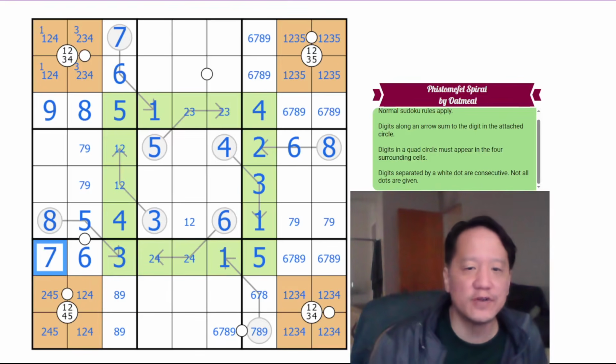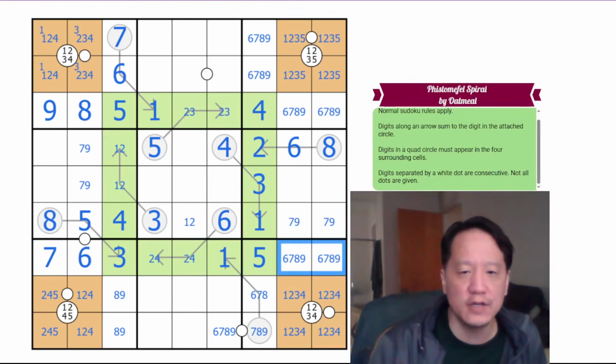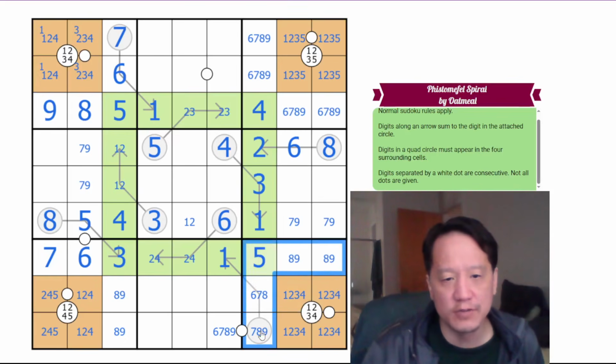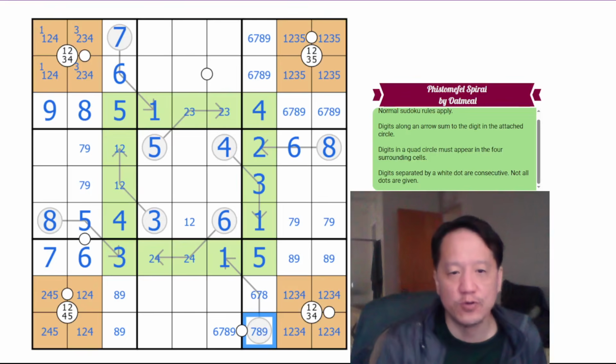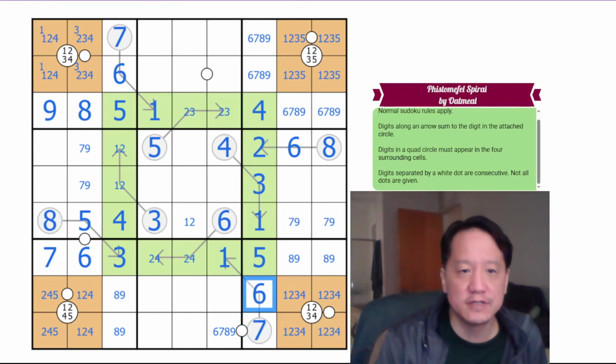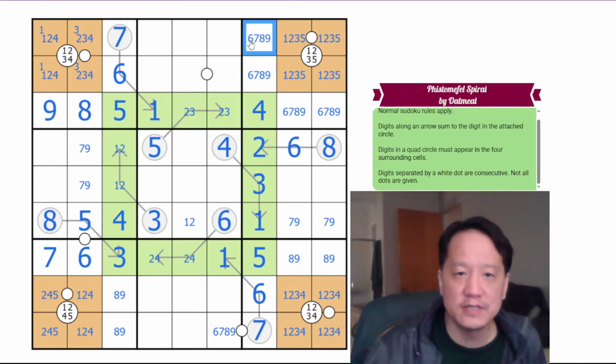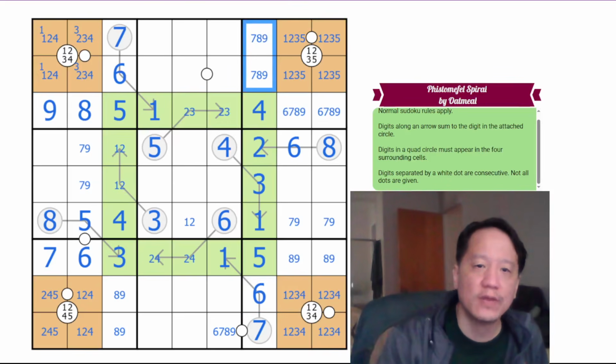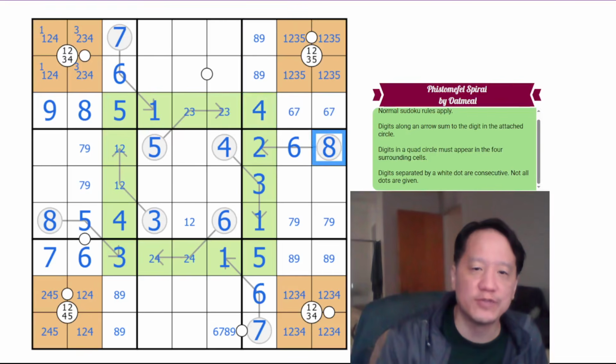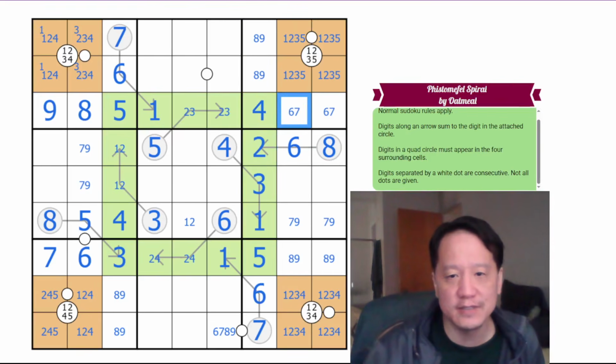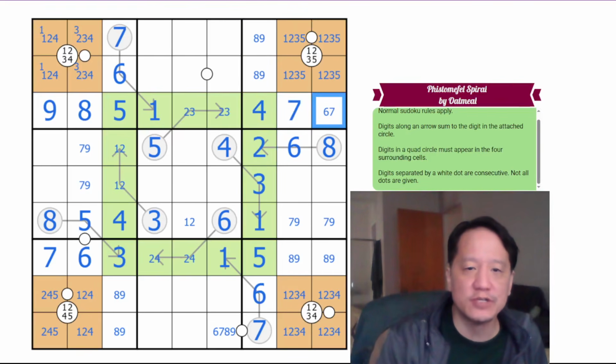Therefore, this is 7. That eliminates 6 and 7 here, so this becomes an 8-9 pair, which eliminates 8 and 9 in the rest of the box, so this must therefore be 7 and 6. That eliminates 6 and 7 here, which eliminates 8, which gives us an 8-9 pair, which eliminates 8 and 9 from the rest of the box. This 6 eliminates 6 here. So this is 7, which eliminates 7 here, so it's 6. This 7 eliminates 7 here, so it's 9 and 7. 9 eliminates 9 here, so it's 8 and 9.